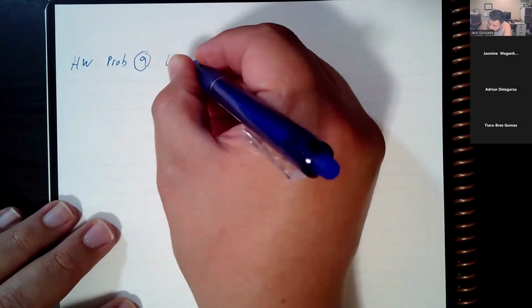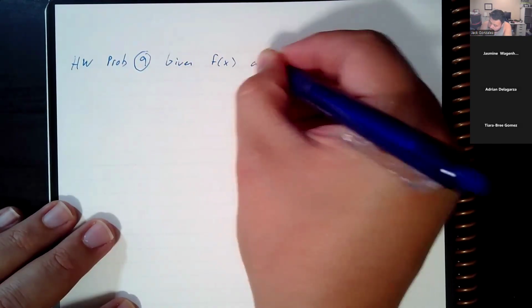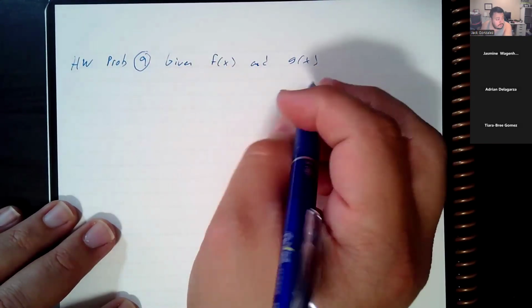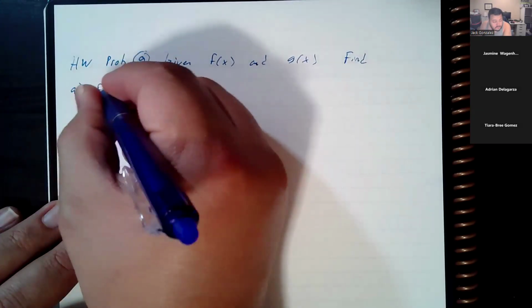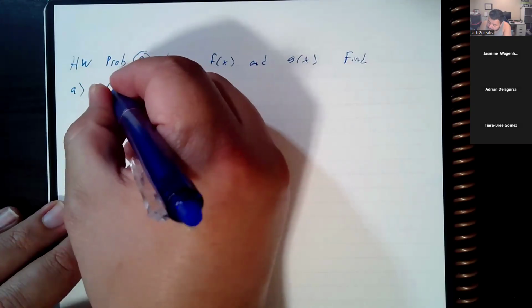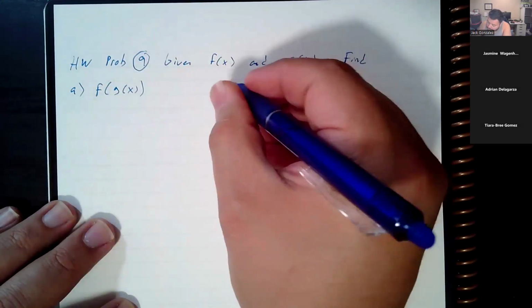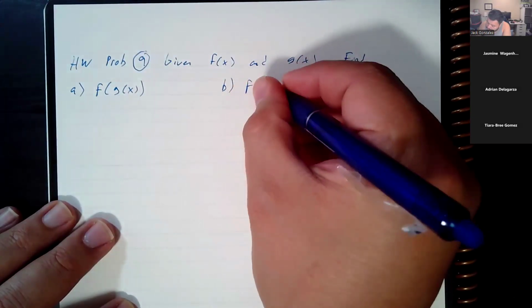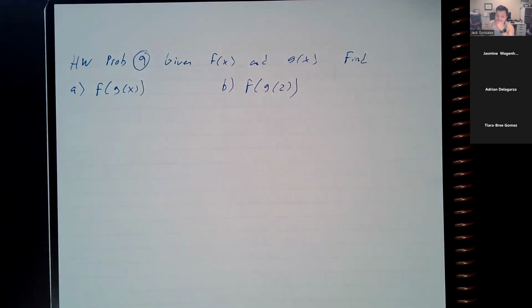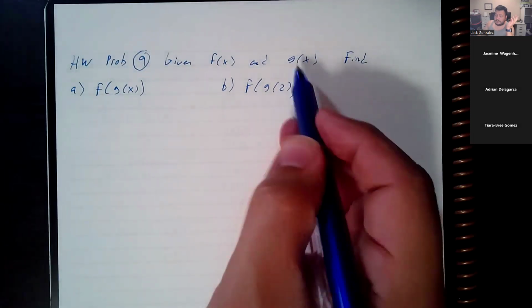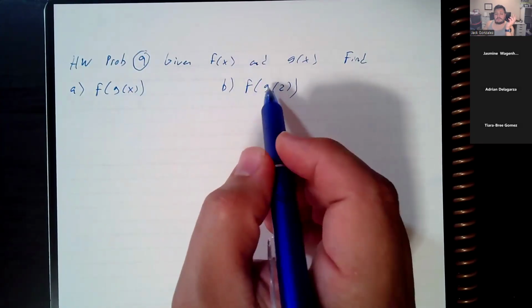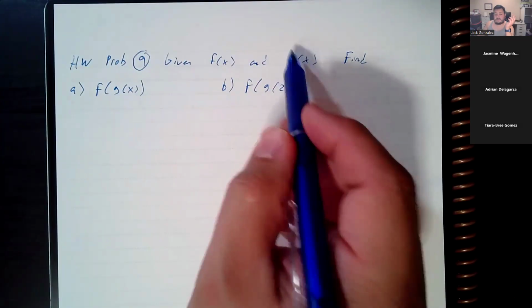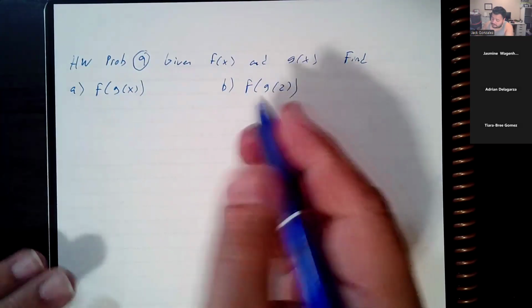So given f of x and g of x, find part A, f of g of x, part B, f of g of 2. So they're basically putting the g inside the f and seeing what happens. And here they're saying, well, plug in the 2 into g, get a result, and that result will go into f. Let me give you the definitions here.